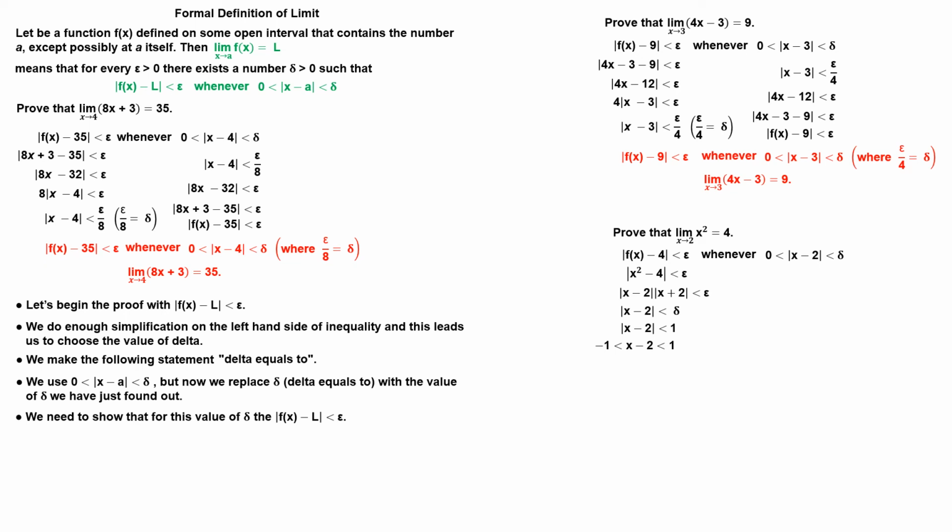If we now add 4 to all parts of this inequality, we get the following. So we can say that the absolute value of x plus 2 is always less than 5. So we can replace the absolute value of x plus 2 with 5. So we should choose delta equals epsilon over 5. To show this delta works, we start with the distance between x and 2 is less than delta. But now we replace delta with the value of delta we have just found. And we try to reach the distance between f of x and 4 is less than epsilon. Pay attention.